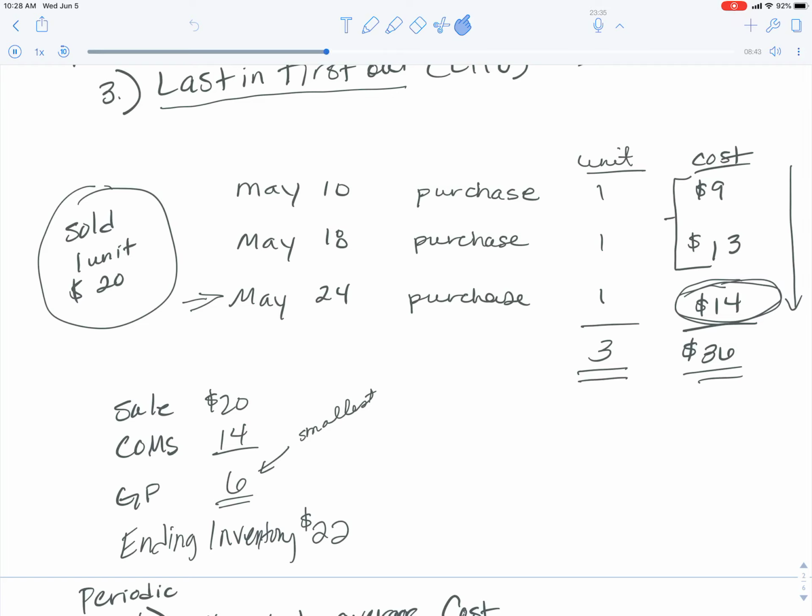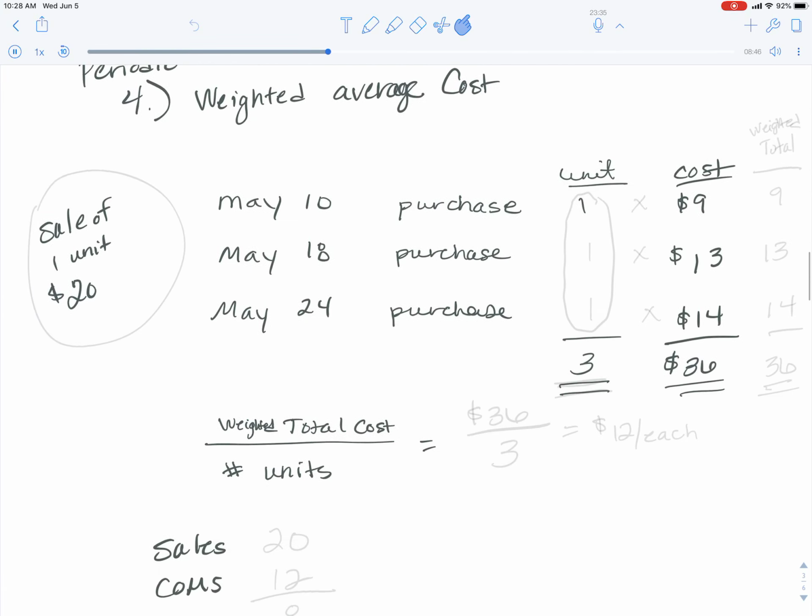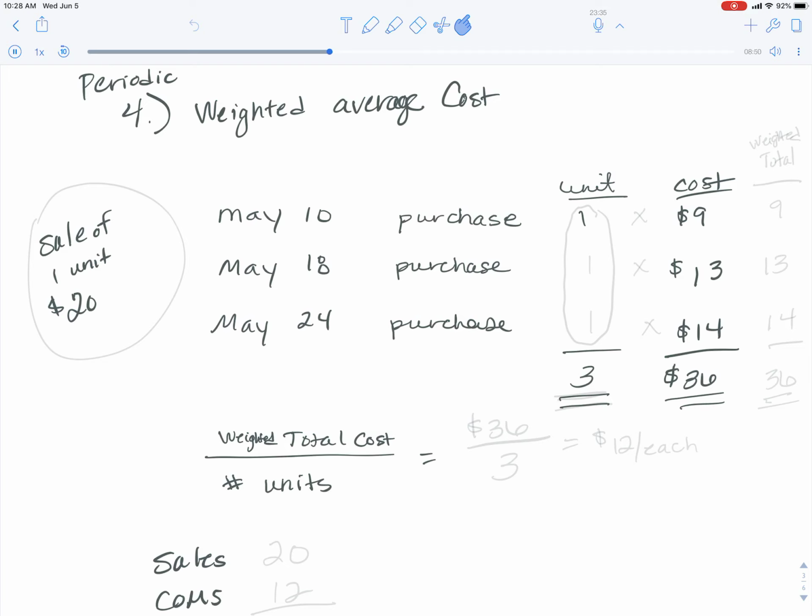The last cost flow assumption is weighted average cost. So what we're going to do is we have a formula here where we take the weighted total cost divided by number of units. So the first thing that we have to do is get a weighted total. And this is going to be pretty easy because each level of cost here has only 1 unit. So we've got 1 unit at each level.